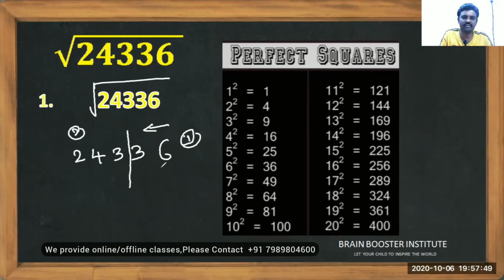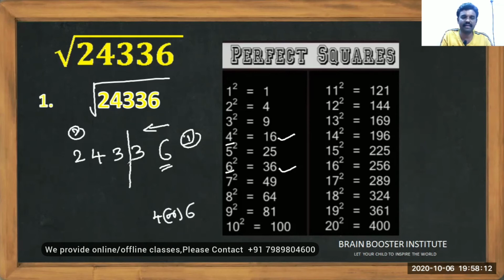Let's take the unit digit of the first part. It is 6. The square of 4 is 16 and the square of 6 is 36. This means the square root of 24,336 may end with either 4 or 6. I think you got the point now.